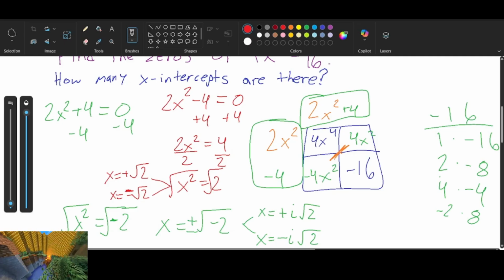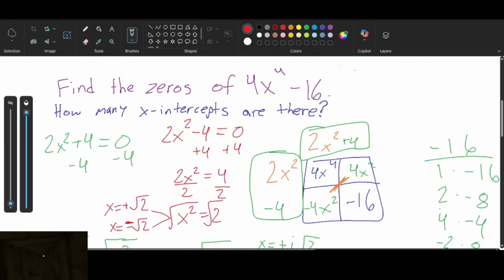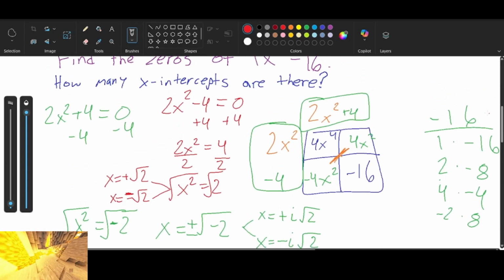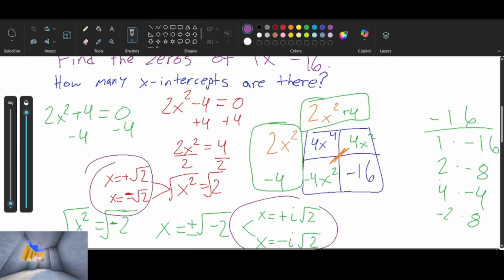So I found 4 zeros, which makes sense, right? We have x to the 4th, so I should end up with 4 zeros. We had talked about how whatever our degree is tells us how many zeros we're going to have. And I see we have, let's pick purple, I have 2 here, and I have 2 here.